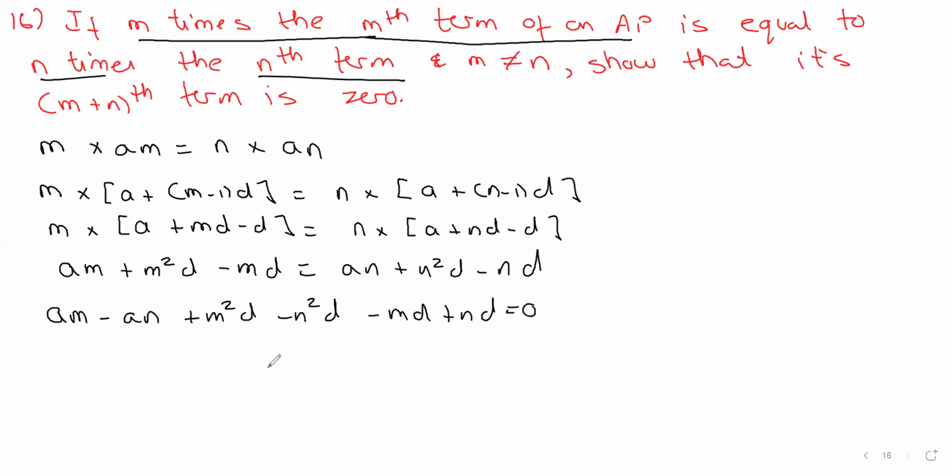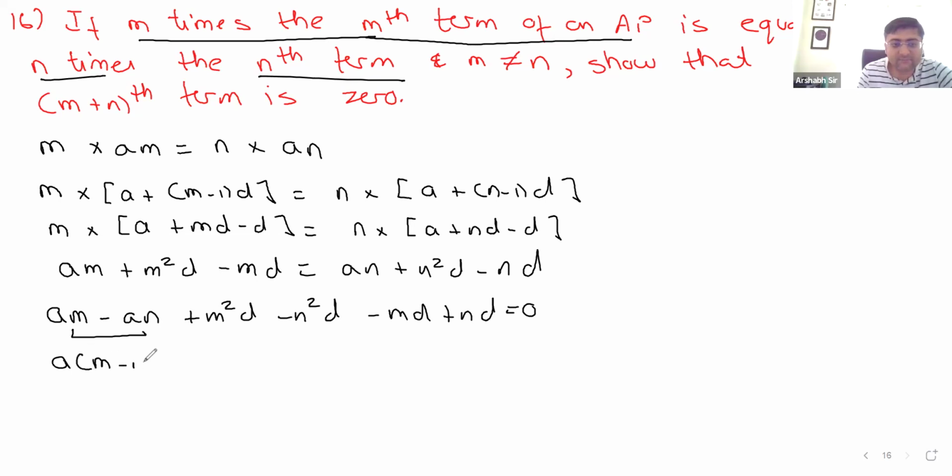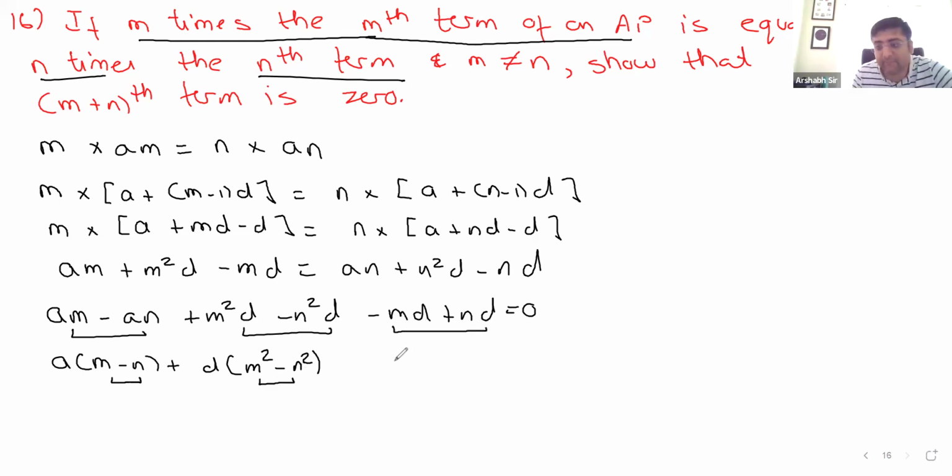Yes, sir. Right? अब देखो, यहाँ पे हम क्या कर सकते हैं? We can take a common, plus यहाँ पे I can take d common. अब देखो यहाँ पे m minus n आ रहा है, यहाँ भी m minus n आएगा. So what should I take common? So I get m minus n. Should I take plus d or minus d? What do I take common? Minus. Very good, minus d. So minus md by minus d is m, plus nd by minus d is minus n, is equal to 0.